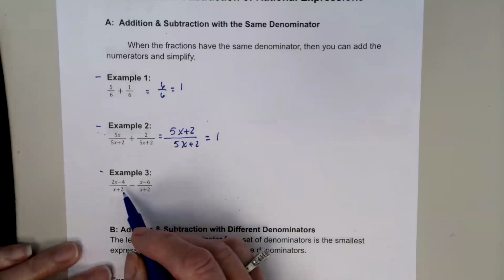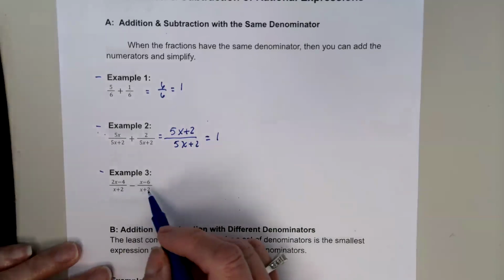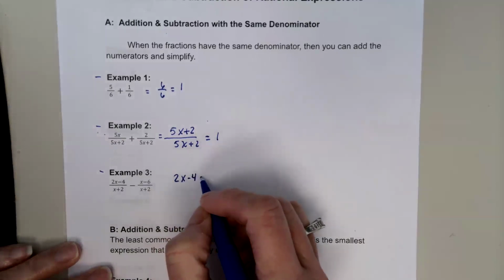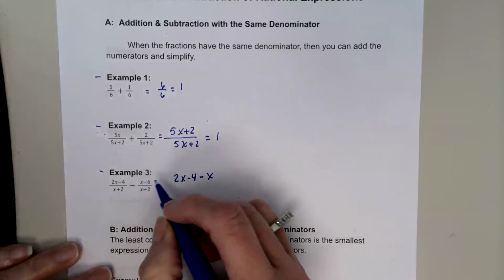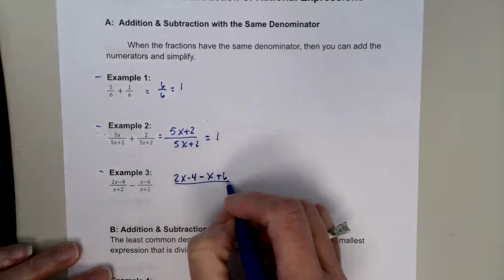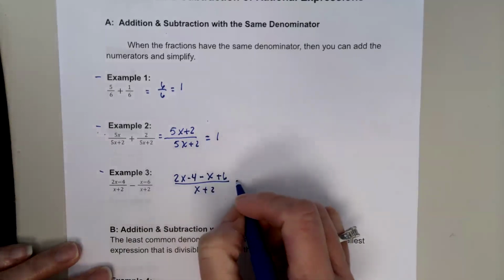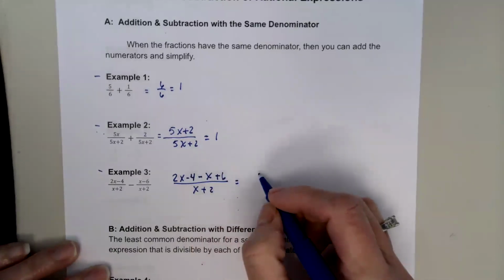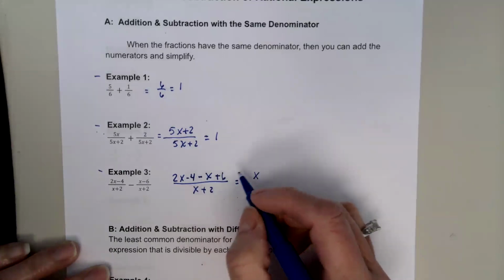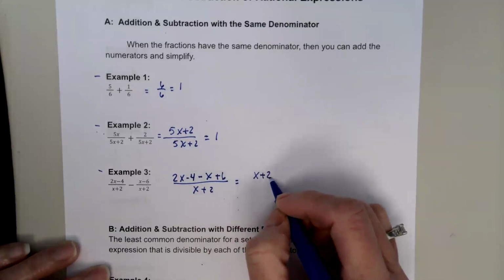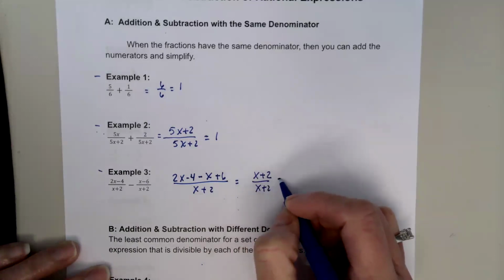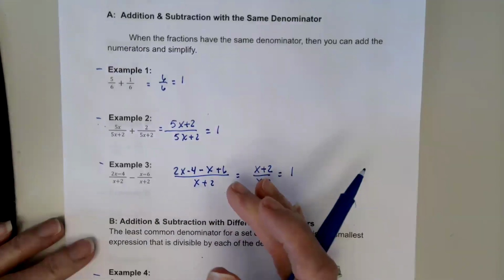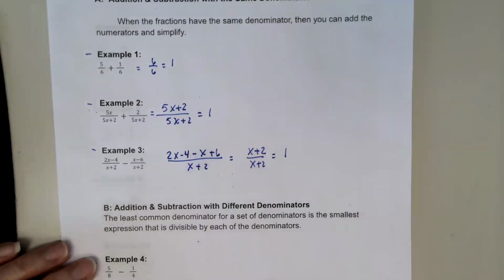Okay, so again, example 3, we have the same denominator, so we can subtract. So we're going to have 2x minus 4, subtracting x, subtracting a negative 6 makes a positive 6, all over x plus 2. Then when we combine like terms, we have 2x minus x, so that leaves us with an x. Minus 4 plus 6 is a plus 2 over x plus 2, which again equals 1. These just happen to equal 1. So when you add your fractions, they will not always equal 1.